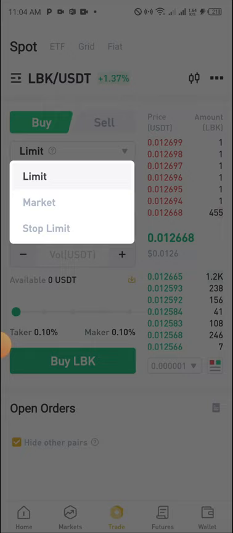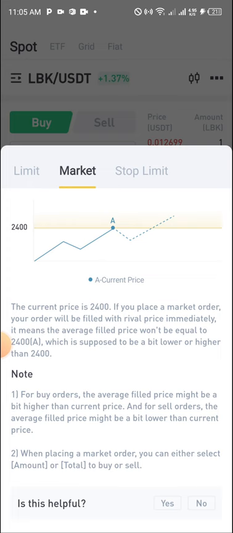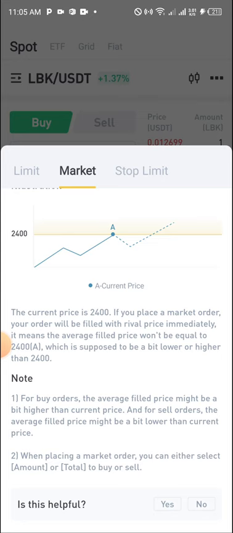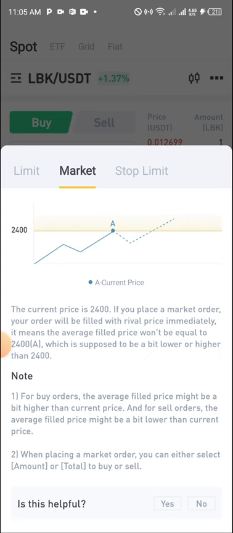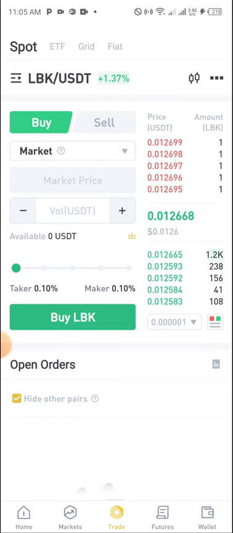What this means is that when you're buying a coin at market price, it means you want to buy this coin right now, immediately. You do not want to wait for the price to go lower, but rather you want to jump into the market as it is. And this is sometimes not the best bet. But if you actually get lucky and you're in the market at the right time, you can just go in directly. But I prefer to use the limit order.